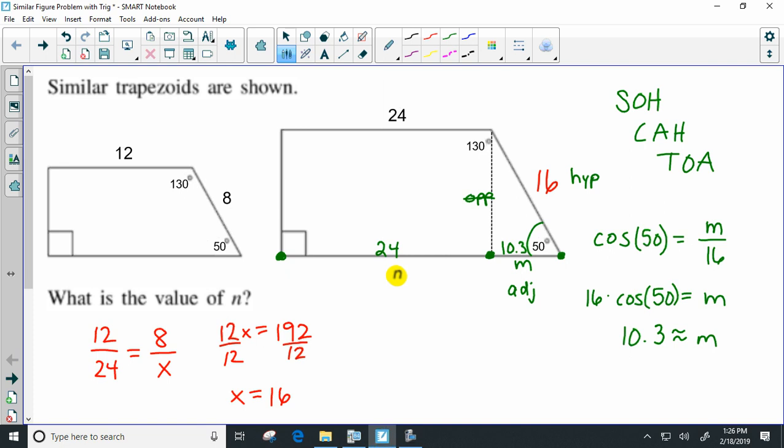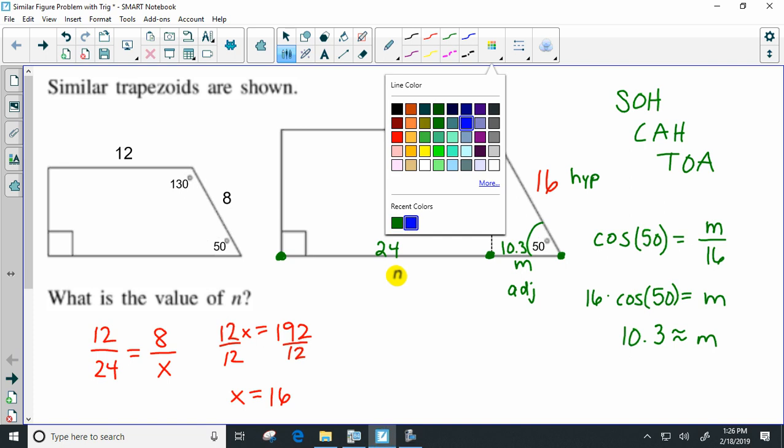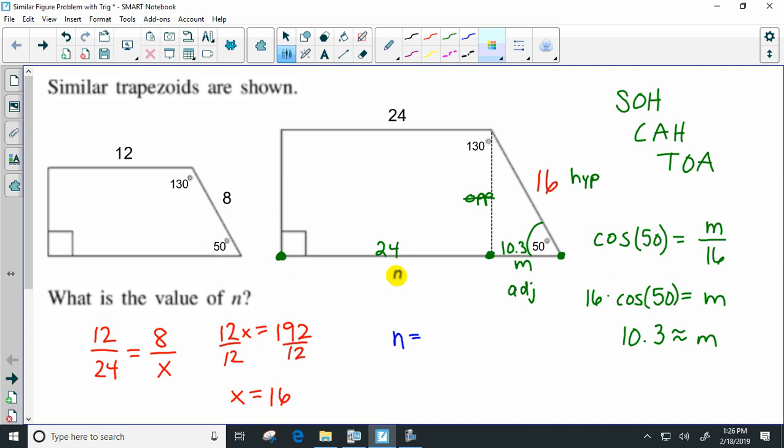Now I can finally find n. So n is going to be found by taking 24 and 10.3 and adding them together in a little segment addition. So 24 plus 10.3, in this case, n is about 34.3. That is rounded to one decimal point.